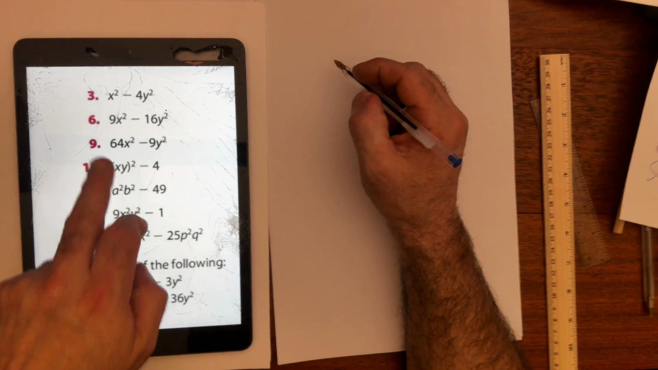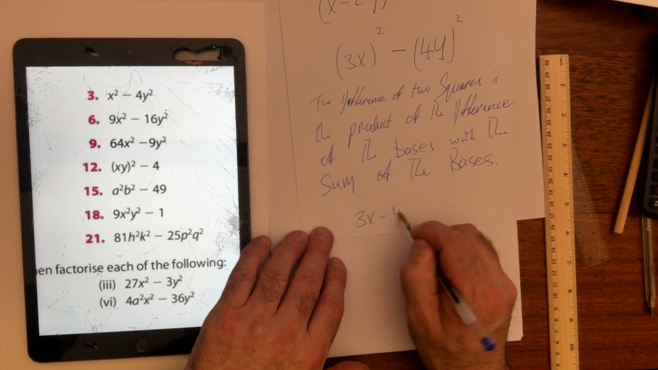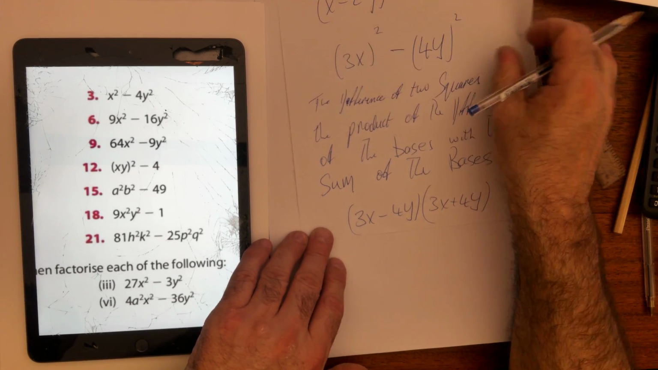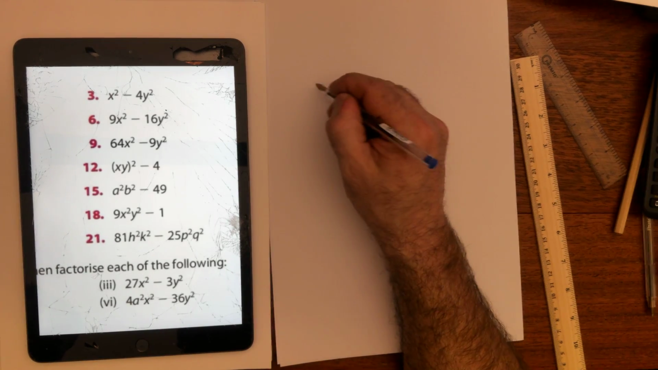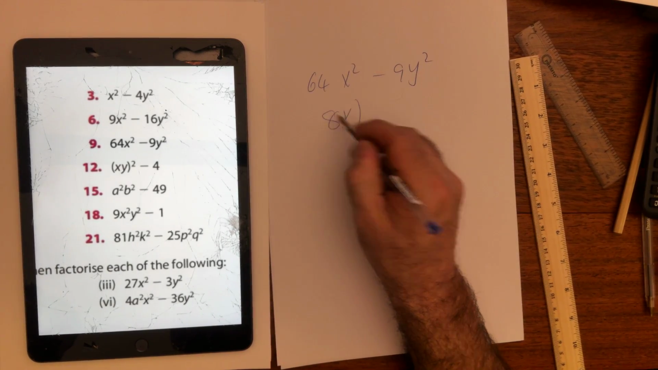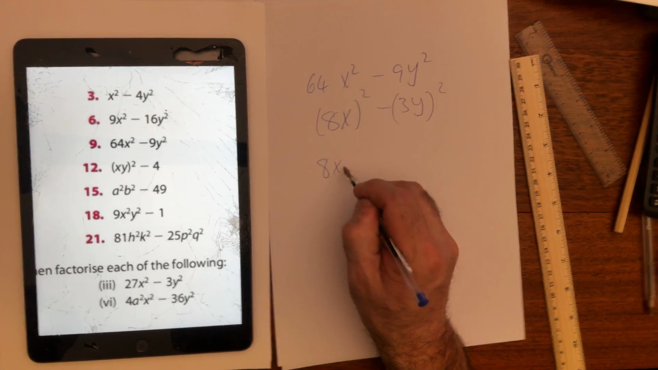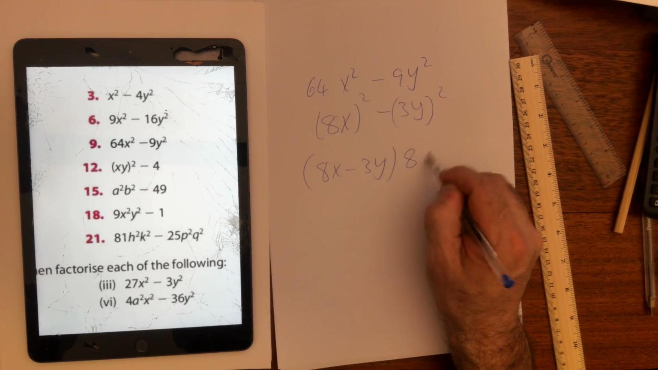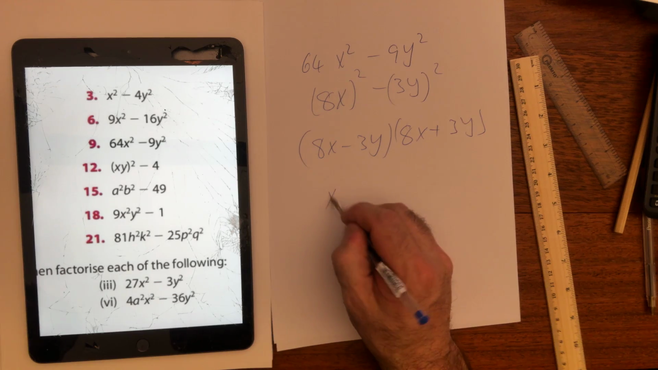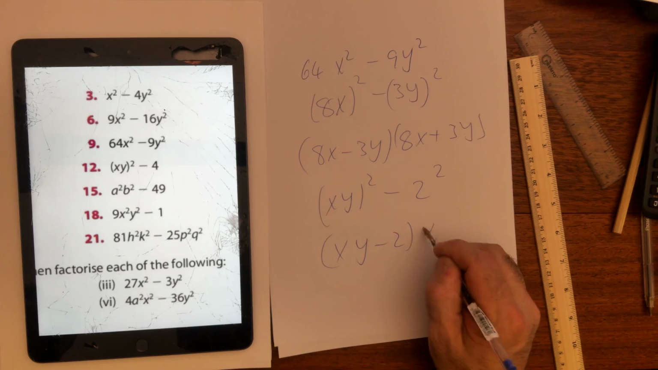We were trying to do this question 6. So finish it here. It's the difference of the bases by the sum of the bases. (64x squared minus 9y squared). 8x, so we write it as the actual difference of two squares. Now go with the difference times the sum. Question 12. xy is already kind of done for us, but we need to do that, and it's (xy minus 2) by (xy plus 2).